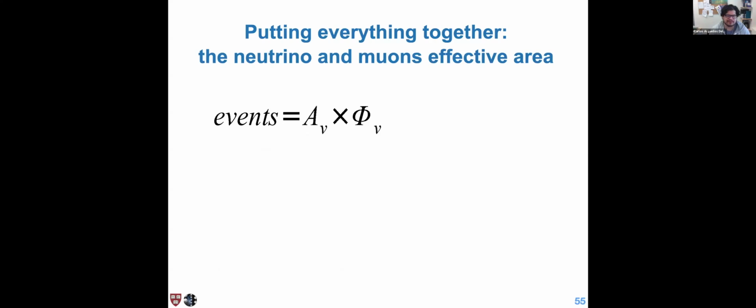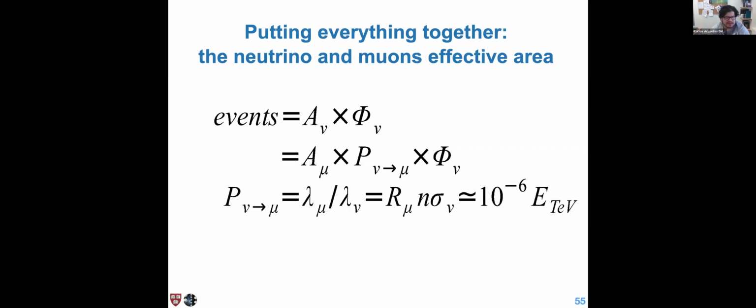So the number of events is going to be my neutrino area times my neutrinos coming to this area. So the neutrino effective area is going to be the muon effective area times the probability of converting a neutrino to a muon times the number of neutrinos that get to my detector. The probability to convert a neutrino to a muon is going to be the ratio of the neutrino interaction length to the muon range that we have discussed earlier. That's given in the prior slide, that X.